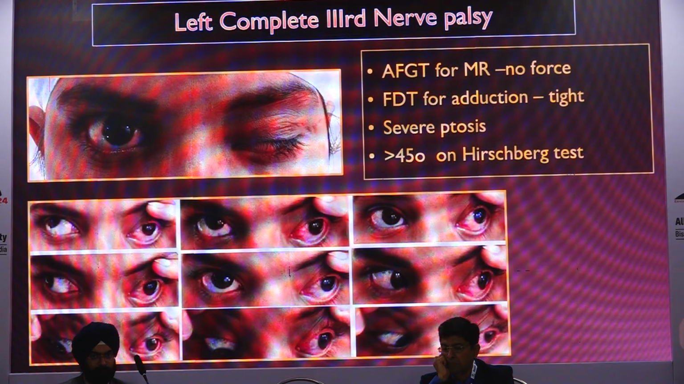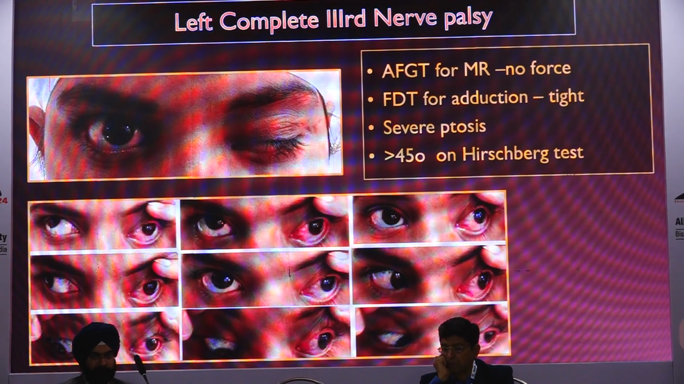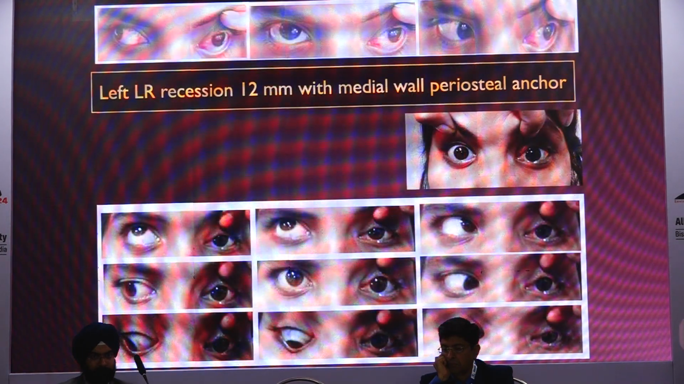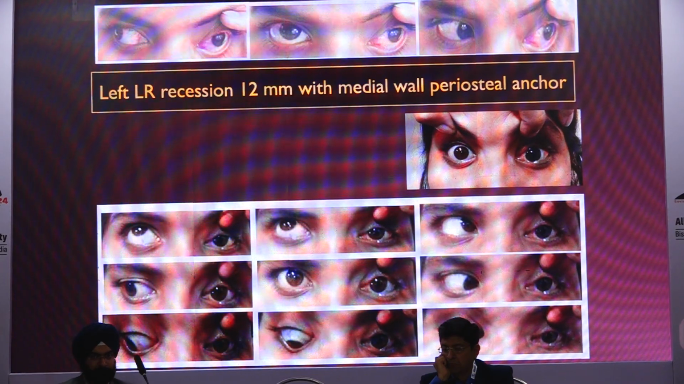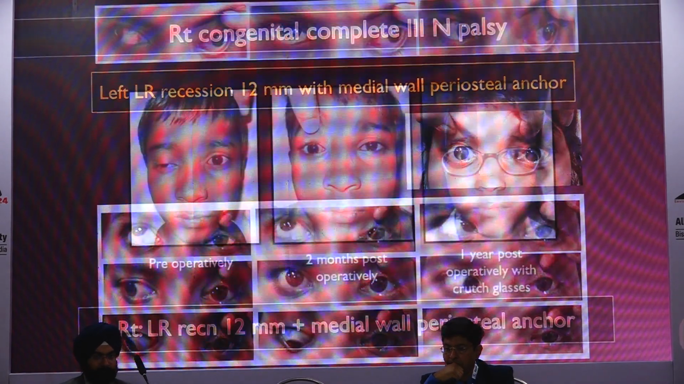So in this case of left eye complete third nerve palsy, the lateral rectus was tight, and there was no force in the medial rectus, as is seen on AFGT. So in this case, we performed a medial globe anchor along with the lateral rectus recession of 12 millimeters. So we can see that we have achieved good alignment in the primary position, but it is important to tell the patient that the eye almost becomes still and it will not have any movement at all after the surgery.